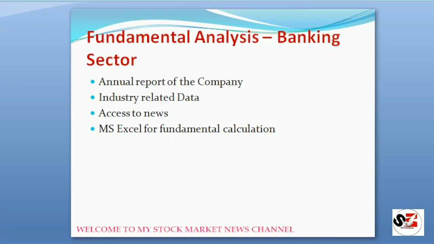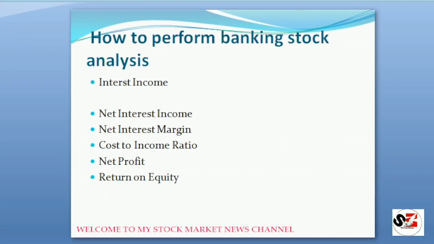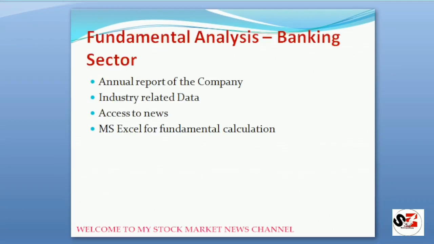And next is industry related data. Industry data contains information on broad and specific industries across the globe. The data includes general industry statistics such as industry name, industry code, companies within the industry, number of employees, and forecasted market value, everything. Then access to news. From news we can get some details about the bank or financial institution.